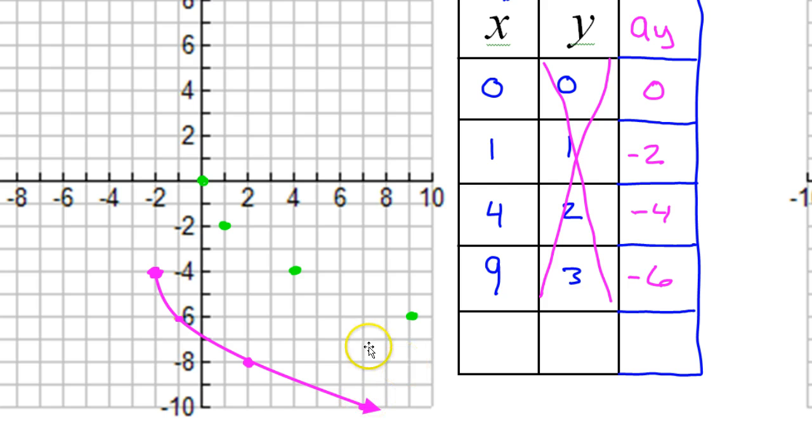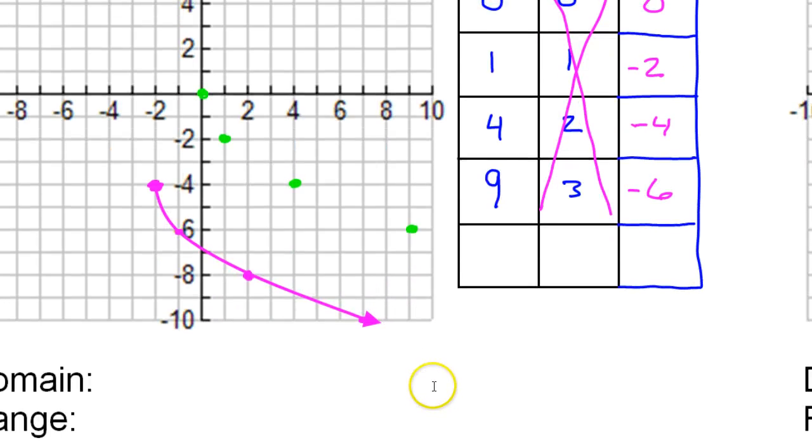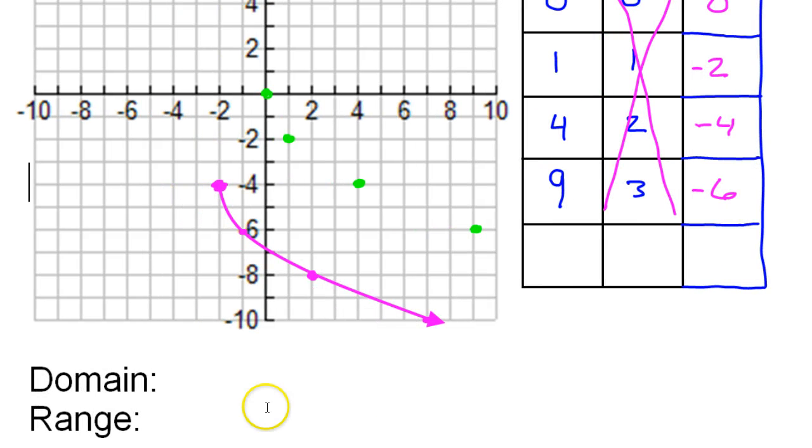Now I think we're being asked for the domain and range. The domain is the x values. So the x values go from -2 to infinity. And we will use a bracket on the -2. So -2 to infinity are the x values.